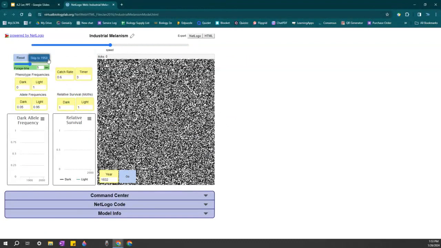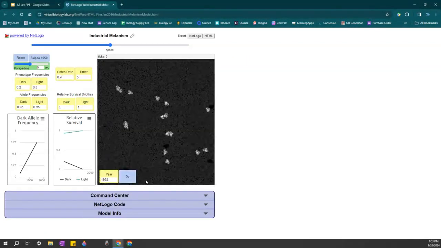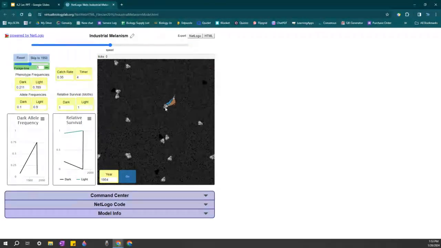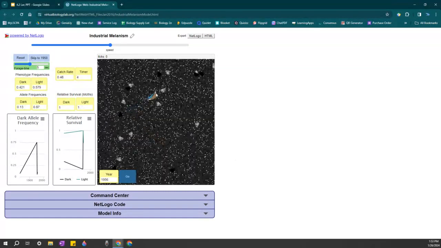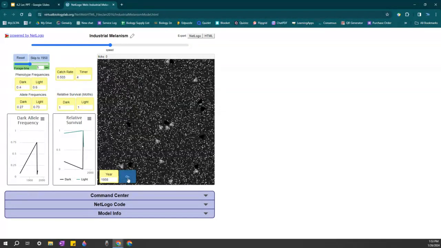I cannot see them until we go to the year 1950. And then this happens, and I can see the white moths really, really easily. So if I'm a little bird, where's my bird? If I'm a little birdie, oh, there you are. The bird is going to eat the white moths a lot easier or a lot faster than the black moths. So you can see how drastically the population would change in just a few short generations. Eventually, it got kind of cleaned up, and then the population went back to normal.